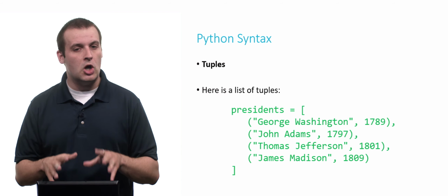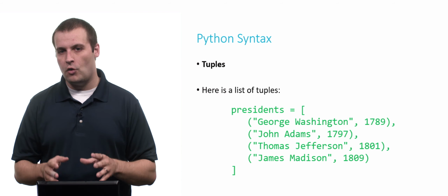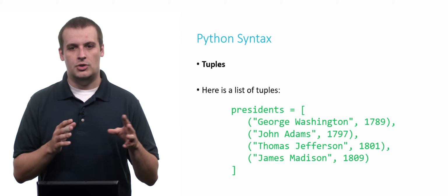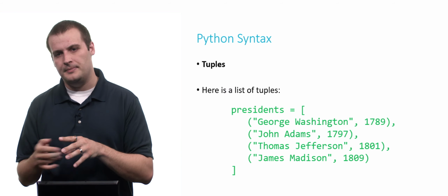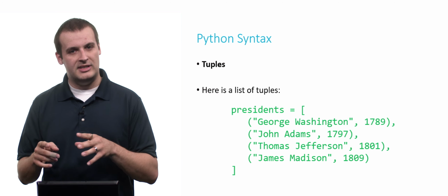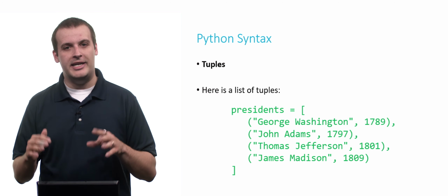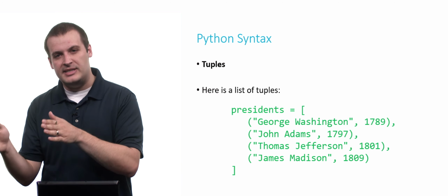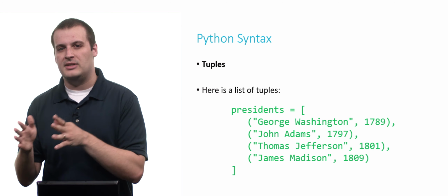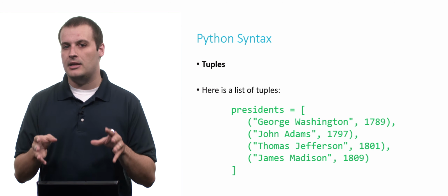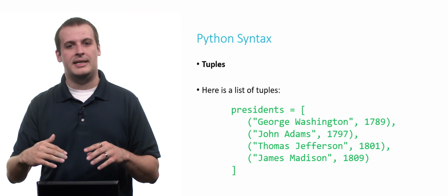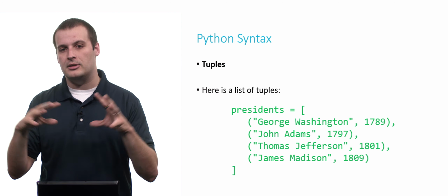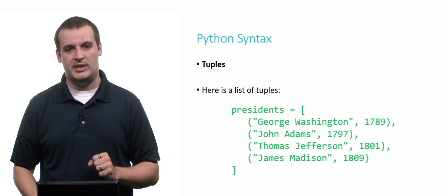This is a list called presidents that contains 4 tuples. George Washington, comma, 1789 in parentheses. That's how we indicate a tuple. John Adams, comma, 1797, and so on and so on. Each of these, George Washington, 1789, and John Adams, 1797, and so on, is a single tuple. And then you see here we have the commas at the end of those tuples to indicate that all of those are items in the larger list called presidents.